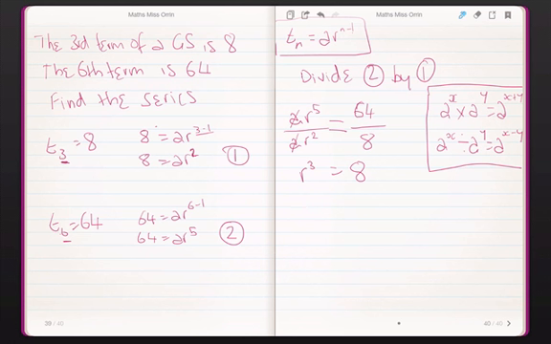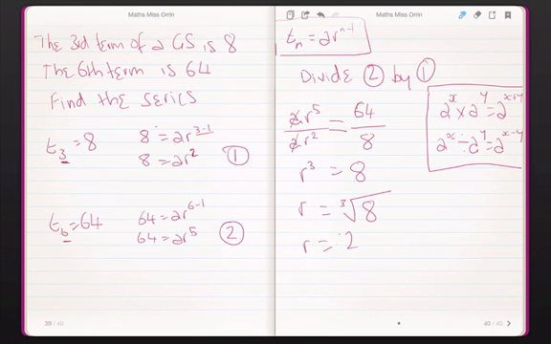Now we want to get r by itself. What's the opposite of to the power of 3? We do a cube root. Remember the opposite of any power is the same root of it. If it was r to the power of 4, we would do the fourth root, but it's 3. You can type that into your calculator, unless you know that it's just 2. So r is 2.